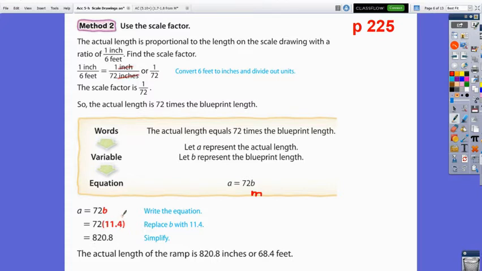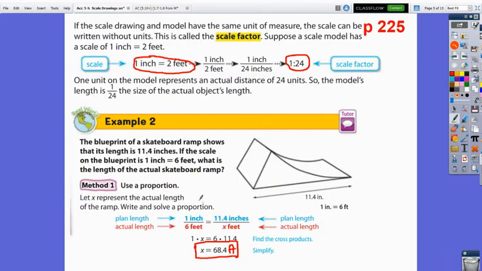Because the 11.4 is in inches. So when you use the scale factor, whatever measurement you use for the model, that's the units of the answer. So 820.8 inches, not a very useful measurement. So you'd have to convert this to feet. So you divide this by 12, and then you get 68.4 feet again, same as you did with method 1, which is what I would use for this problem. I would simply multiply 11.4 times 6 because each inch in the model is 6 feet in the real world.